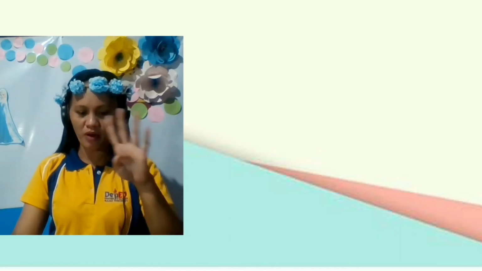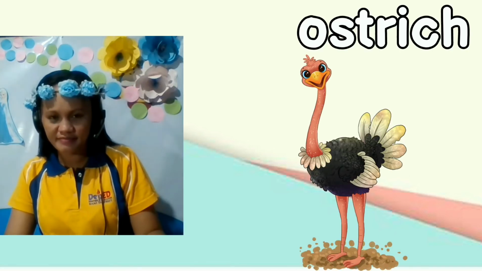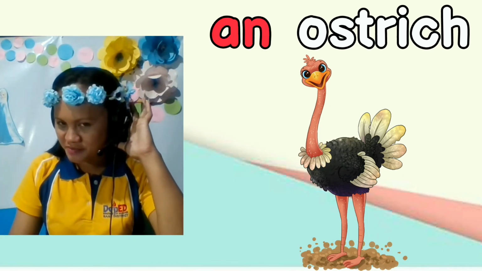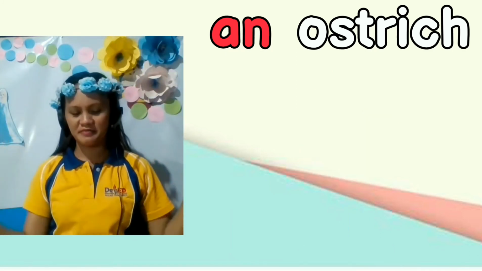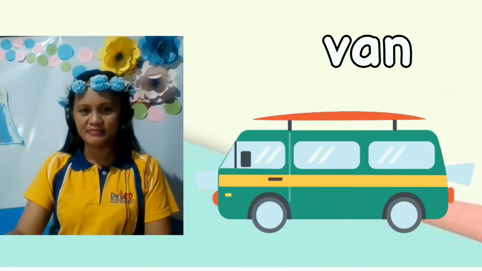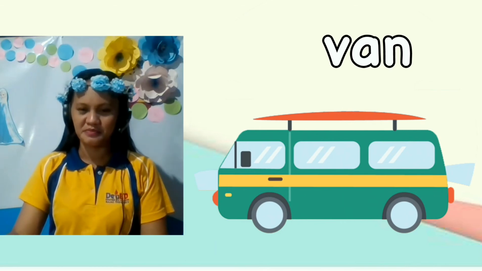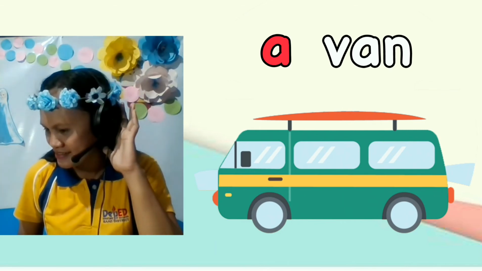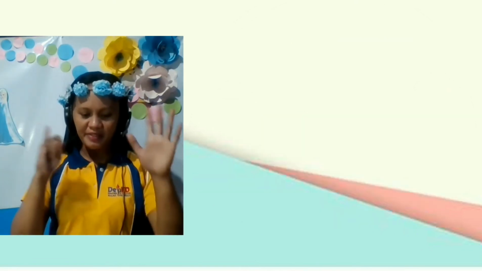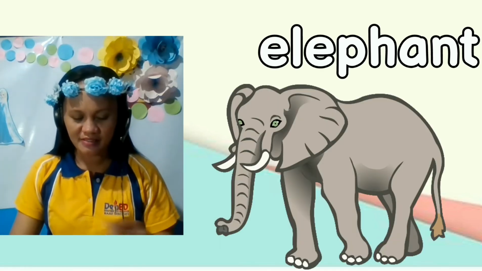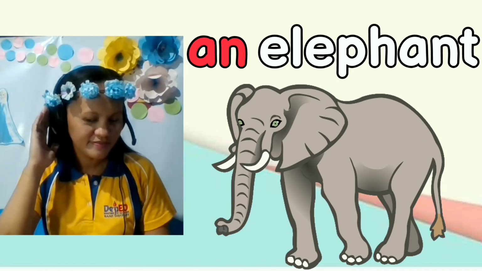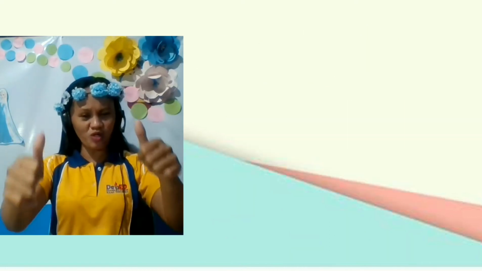Okay, number 4. Ostrich. An ostrich. Perfect! Number 5. Van. A van. Wonderful! Okay, number 6. Elephant. An elephant. Yes! Excellent job!